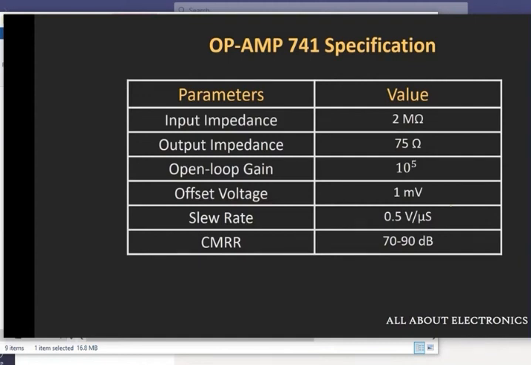Now so far we have seen this op-amp in an open loop configuration. That means there was no feedback from output to the input. In the next video we will see what happens when we provide the feedback from output to the input side. So I hope in this video you understood the different characteristics of this op-amp.